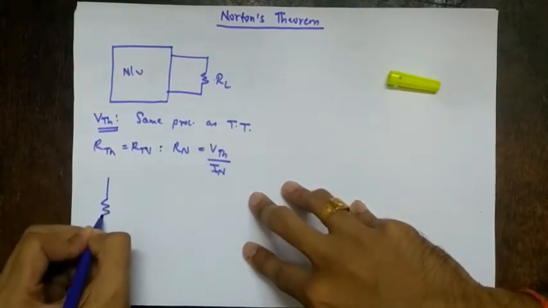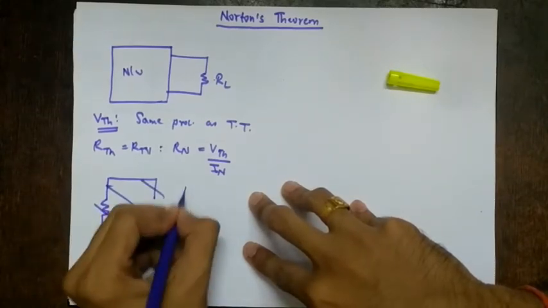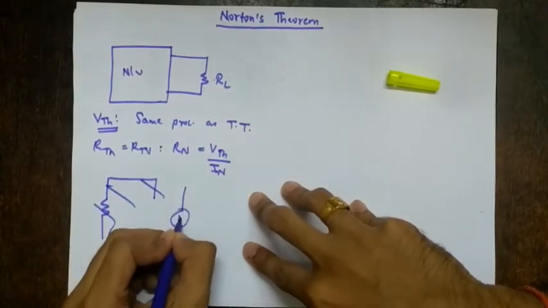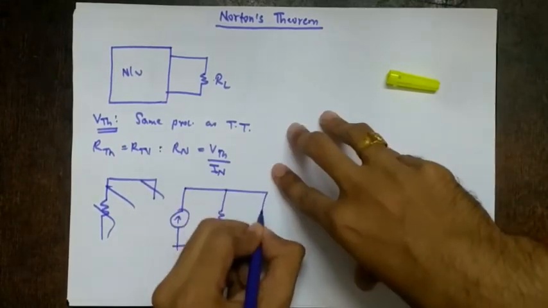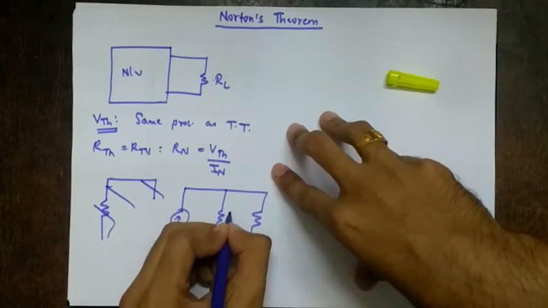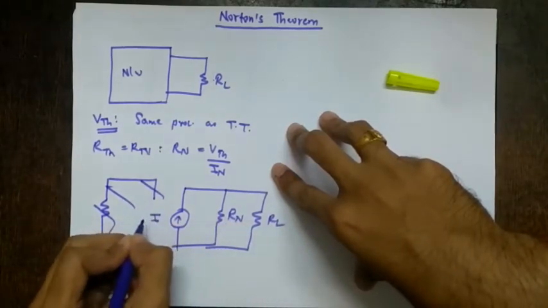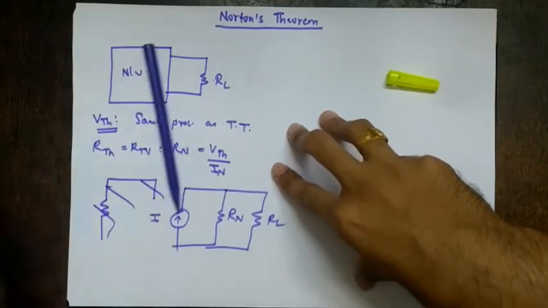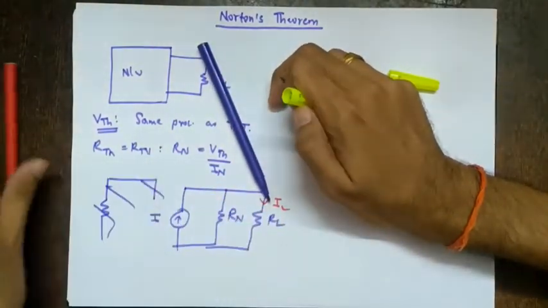It is a current source in parallel with two resistors. So this will be RN and this will be RL, and this is the current I, and we have to find the current through this load resistor. So this is IL.